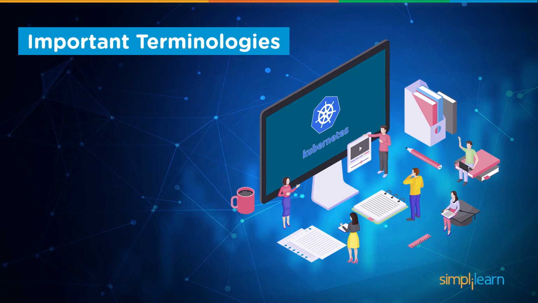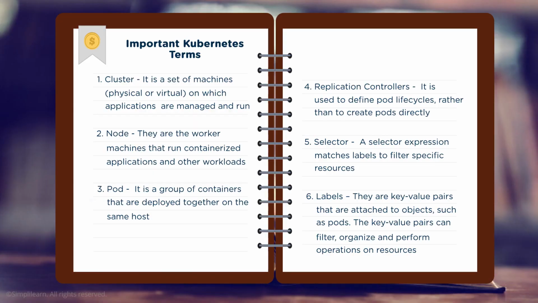So let's finally look into some of the important terminologies before we take our time to do a demo. So we have 6 terms that we're going to look through, and we'll let you read through these, but we have a cluster, which is a set of machines, physical or virtual, in which applications are managed and run. We have a node, that are the worker machines that run containerized applications and other workloads. There is the pod, which is within a node and is a group of containers that are deployed together on the same host. We have replication controllers, and a replication controller is used to define a pod's life cycle rather than to create the pods directly.